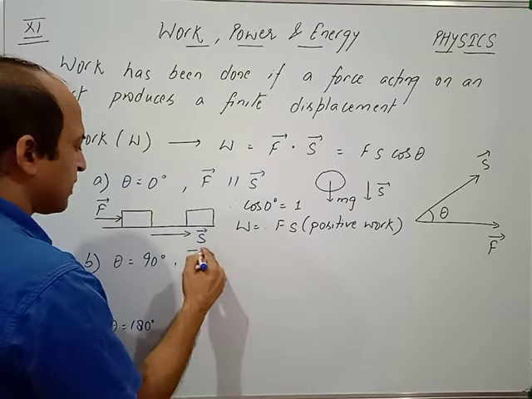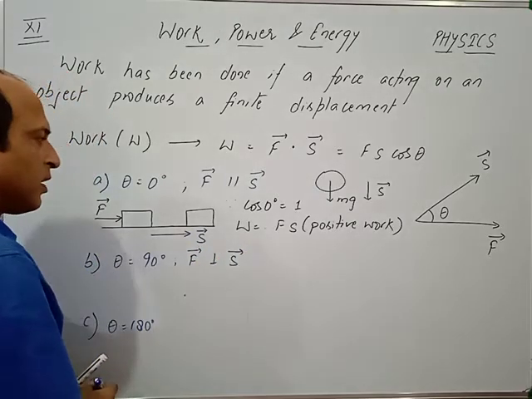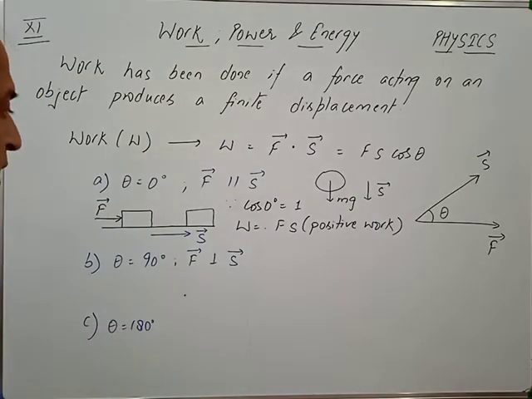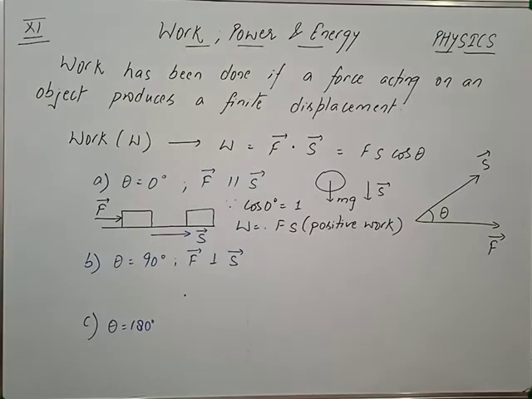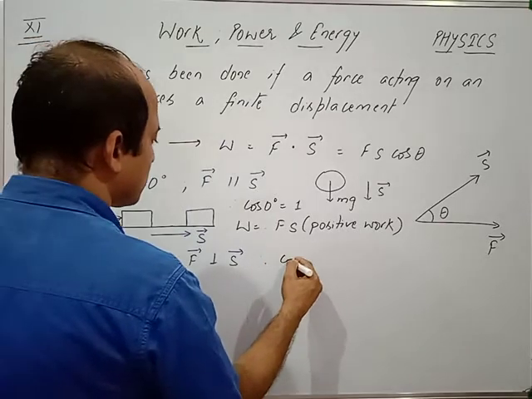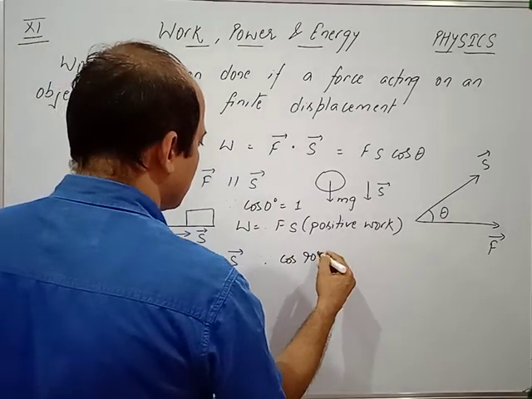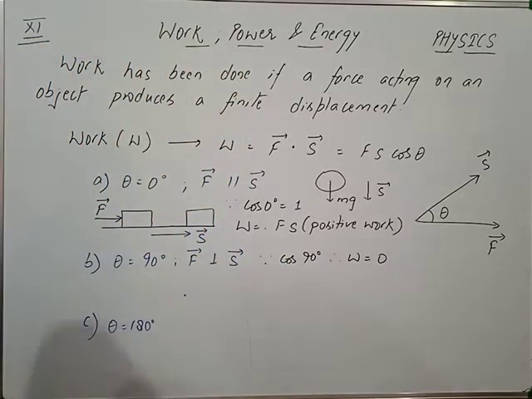We say here the force vector is perpendicular to the displacement vector, and since the force vector is perpendicular to the displacement vector, theta is equal to 90, and we know that cos 90 is 0. Since cos 90 is 0, therefore work done in this case will be 0. We call this zero work.